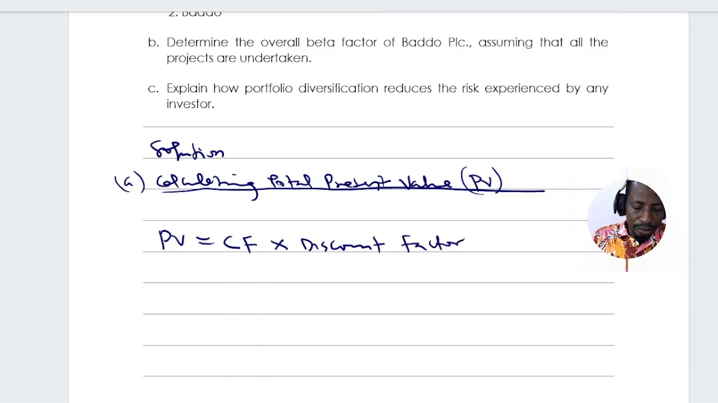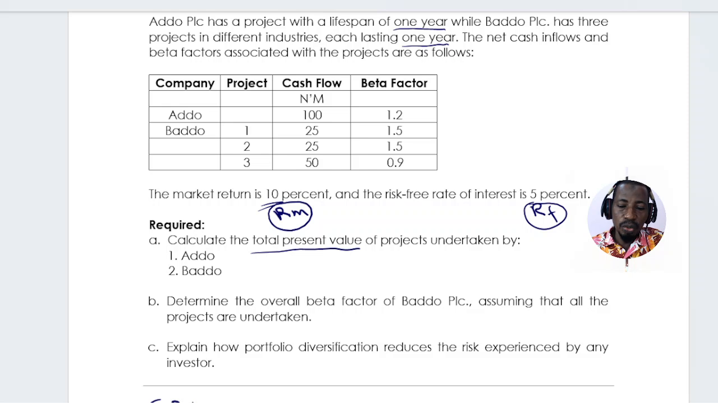Therefore, for Ado, present value will be equal to the cash flow of Ado, 100 million naira, let me remove the million, multiplied by discount factor. The examiner did not give us the cost of capital in this question. So there is no way you'll be able to determine your discount factor. So I need to look deeper in the question. How else can I compute my cost of capital?